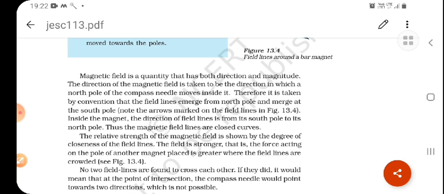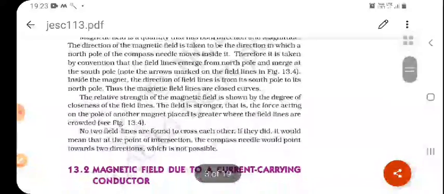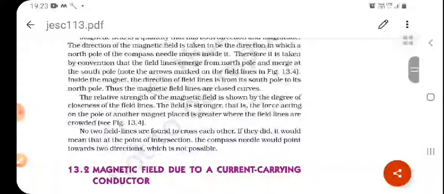The magnetic field lines are closed curves. And what are the properties of these field lines? No two field lines ever cross each other. If they did, it would mean that at the point of intersection, the compass needle would point towards two directions.